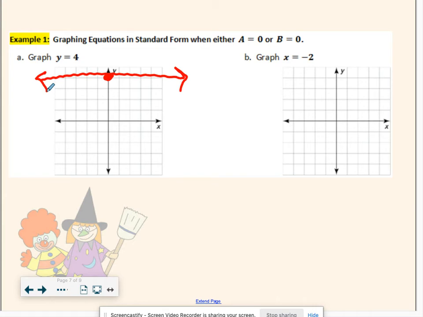Yep, and then for number B, x equals negative 2, go over to negative 2 on the x, which is right here. But now this one's not going to go side to side, it's going to go up and down. That's just easy. Yeah, that one's not so bad, is it? Okay, well, you guys try on the bottom of that page, numbers 1 and 3. Graph those horizontal and vertical lines.